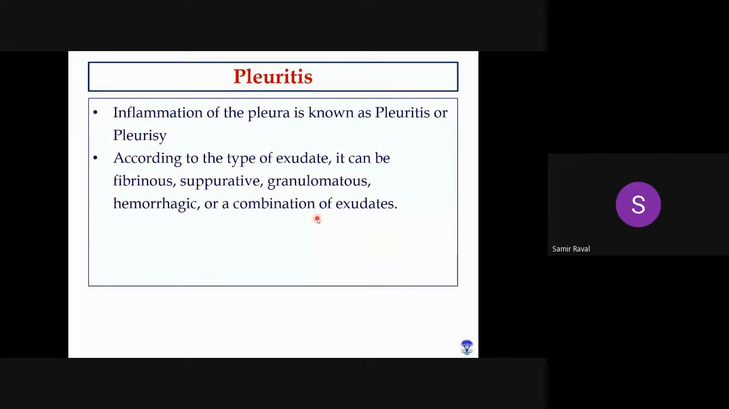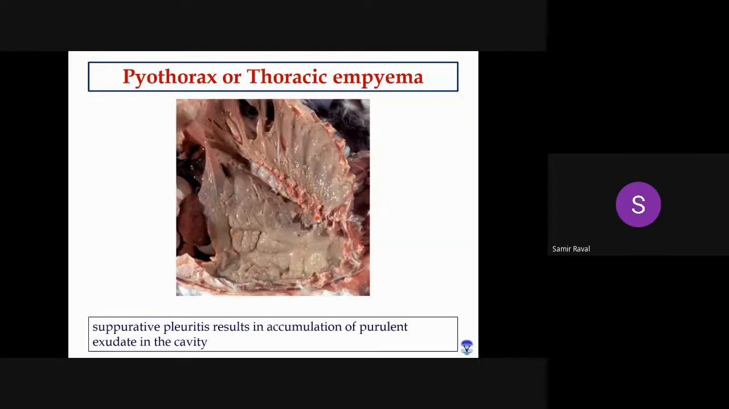Then pleuritis. Okay, so pleuritis means inflammation of a pleura, and according to the exudate you can again classify this pleuritis into fibrinous, suppurative, granulomatous, hemorrhagic, or a combination of these exudates, right? So here you can see the thoracic cavity contains ample amount of pus, and this pus is deposited over the surface of lungs as well as wall of the thoracic cavity. So the name given is pyothorax or thoracic empyema, suppurative pleuritis.